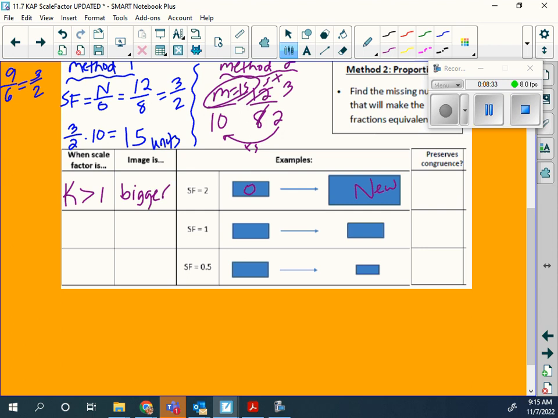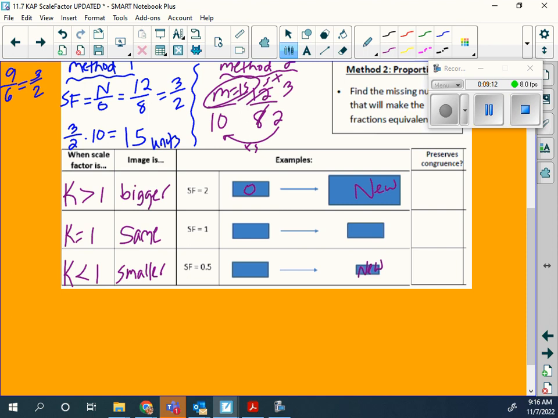Okay? What about the next one? When the scale factor was equal to 1, what happened? The same, right? Because that means all sides would be multiplied by 1, which means you're back to where you started. So K equals 1. And then on the next one, the scale factor of K is less than 1. What happened? It got smaller.